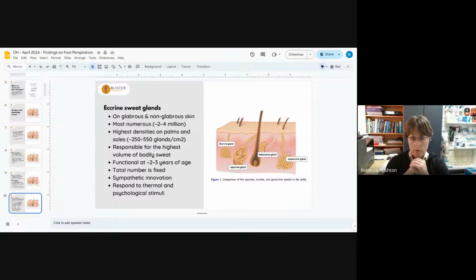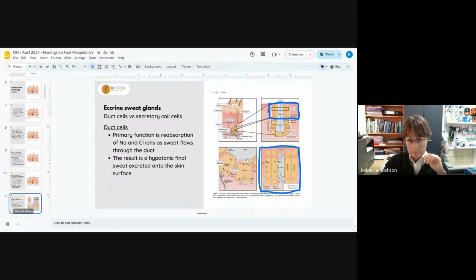Across the body, they're the most numerous. They have the highest densities on the palms and the soles. They're responsible for the highest volume of bodily sweat. They kick in around 2 to 3 years of age. The total number is fixed. So as we get older and grow bigger, we don't get more sweat glands. We just have the same amount. They just get distributed over a larger area, so you can say their density decreases. They receive sympathetic innervation and they respond to thermal and psychological stimuli.